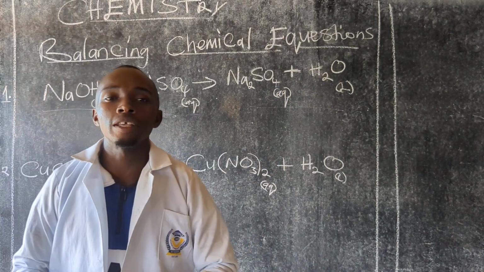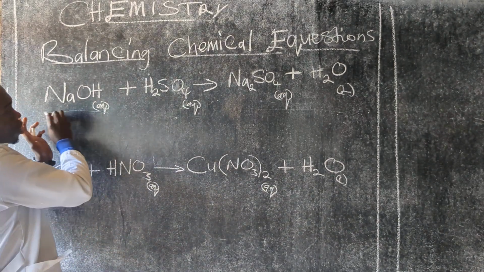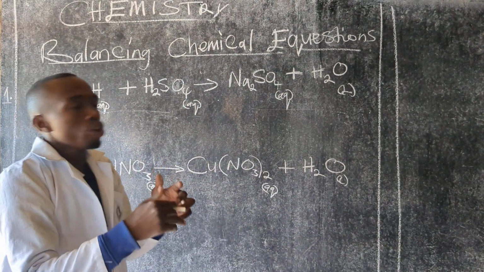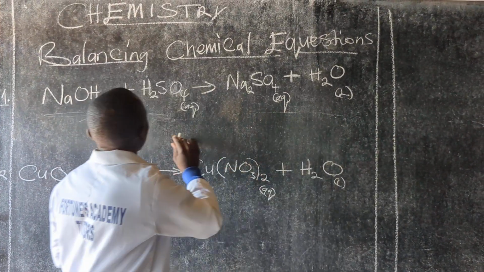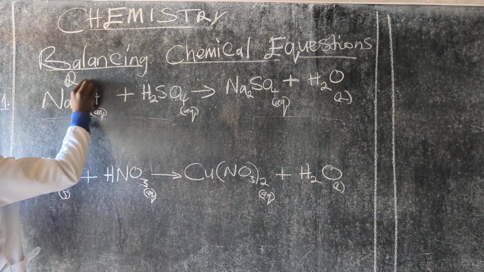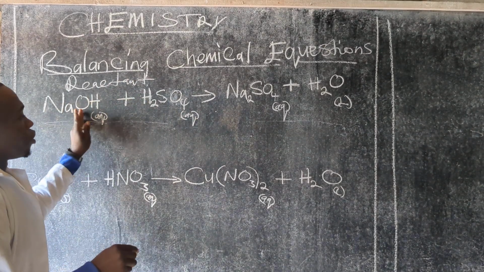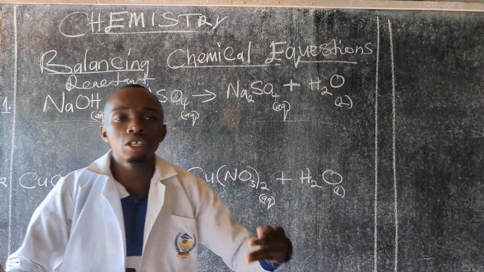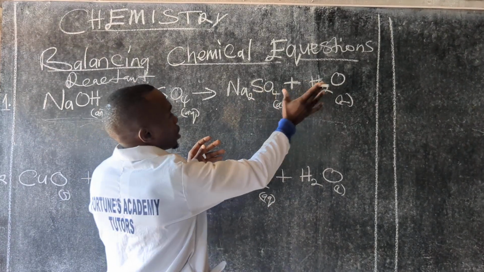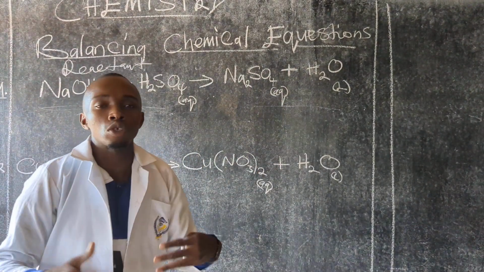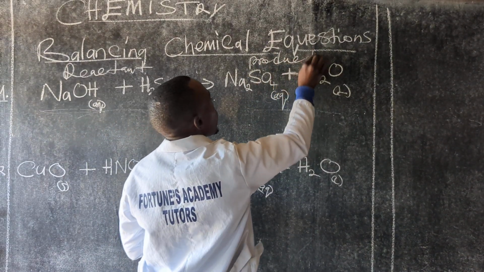In terms of balancing, you always have to make sure that the number of atoms on the reactant side is equal to the number of atoms on the product side. These are called reactants. Reactants are things that are reacting. We also have the products. Products are the outcomes of the reactants. So these are products.